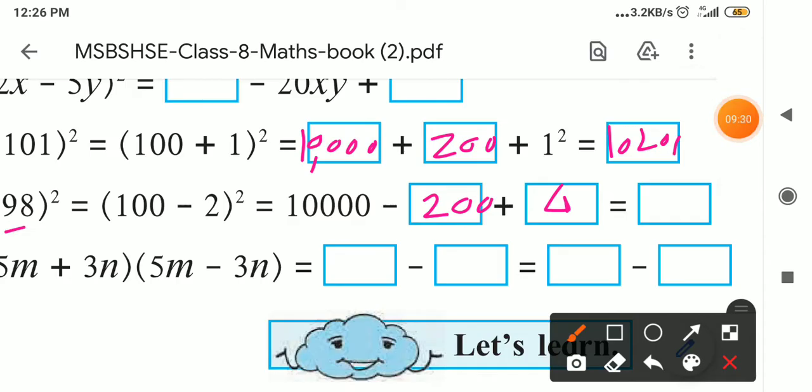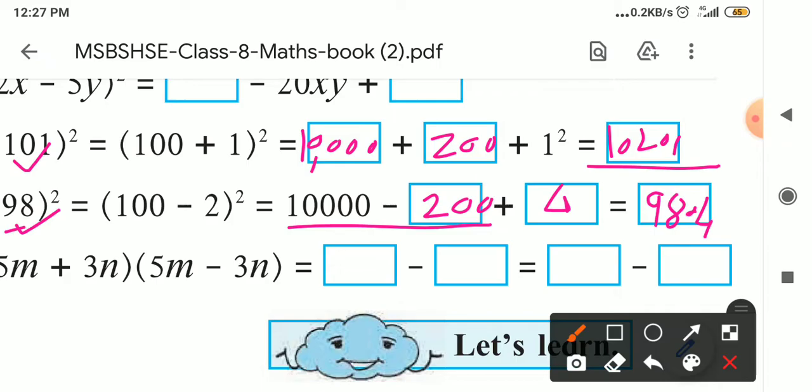So the subtraction of both is 9,800, and 9,800 plus 4 is equal to 9,804, which is the square of 98. Okay, so it is an easy method to solve such examples and find the square. In this way we can find the square of any number by using the (a plus b) and (a minus b) factorization method. And by using that we found that 101 square is 10,201 and 98 square is 9,804.